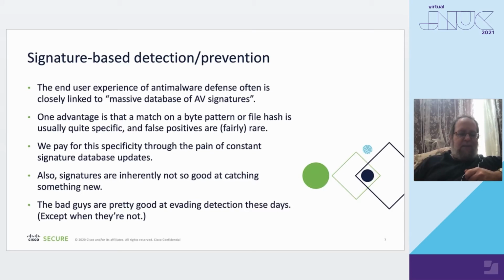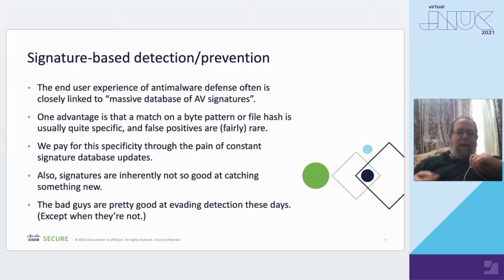And the bad guys know this, right? A theme throughout this is, remember, the bad guys know how this stuff works, and they take steps to not get caught. They don't want to get caught. It's bad for business. And they're pretty good at evading one-to-one signatures these days, except, of course, that one-to-one signatures still catch a lot of stuff.